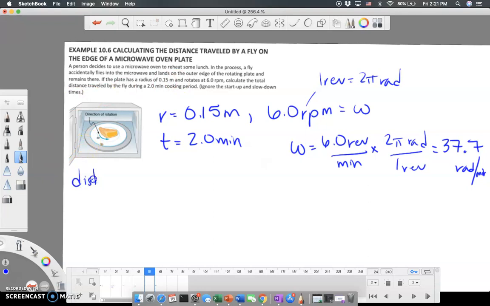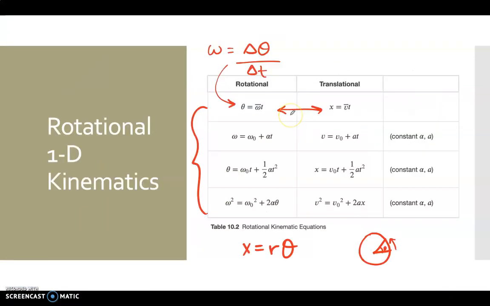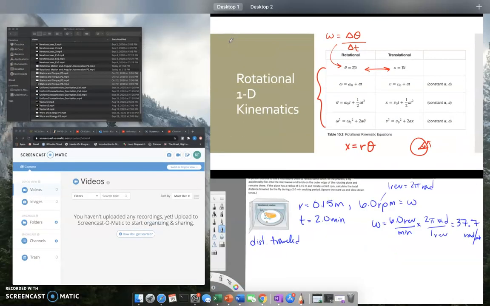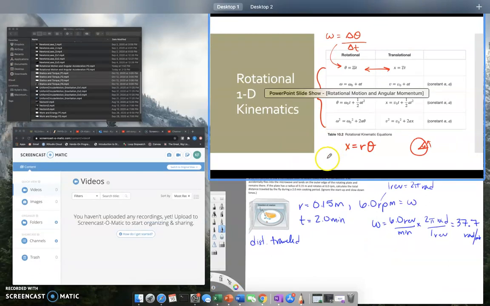Again, we're looking for the total distance traveled. So let me go to our kinematic equations here. We have a velocity, we have a time, and we don't have an acceleration.